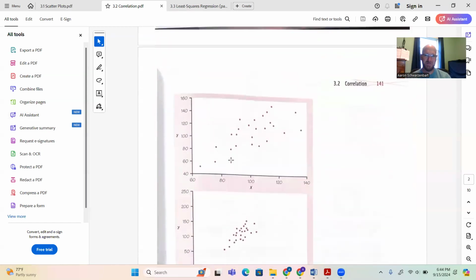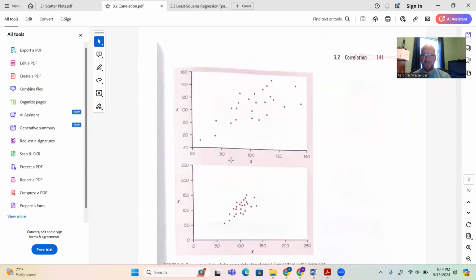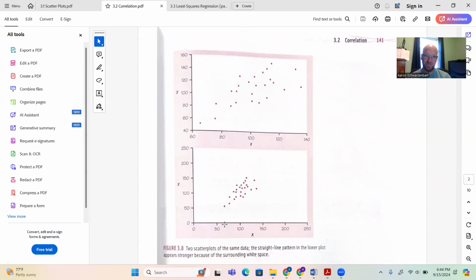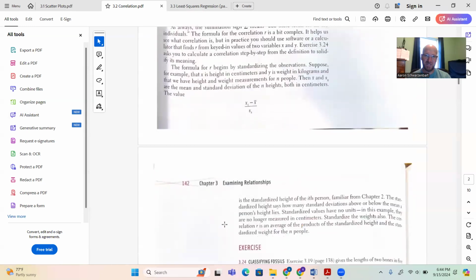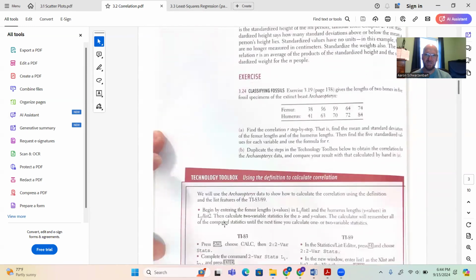Okay, here's some scatter plots. The top one, okay, positive correlation. The bottom one, pretty good, but not amazing, positive correlation. Okay, so we're going to do exercise 3.24 together. And we're going to calculate this by hand. I'm going to call the femur X, humerus Y.